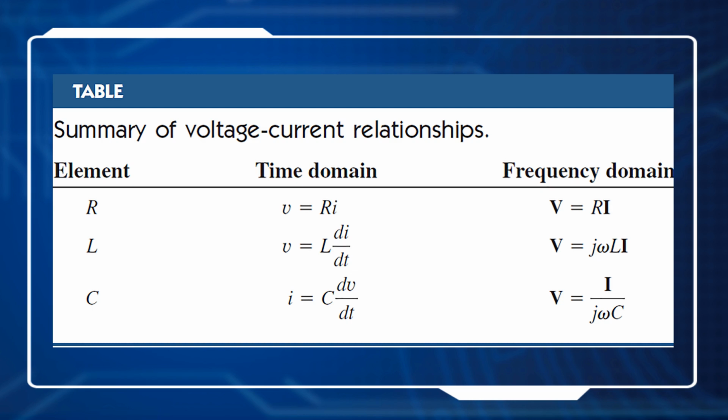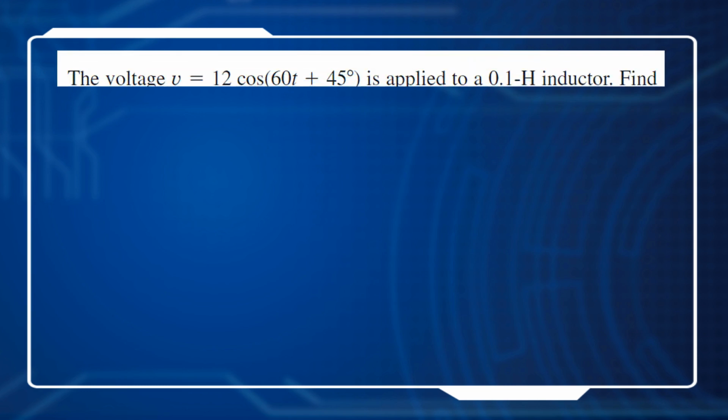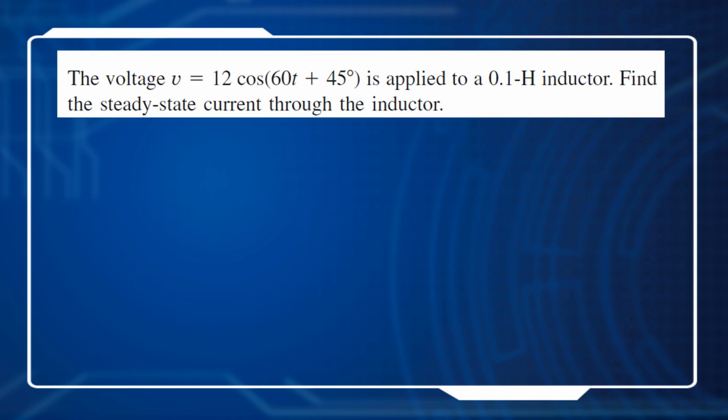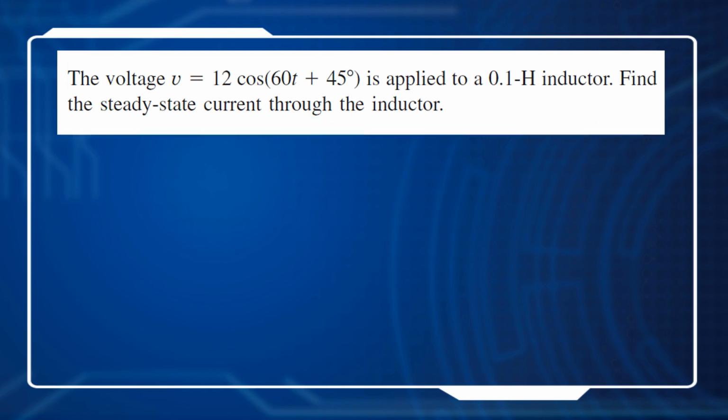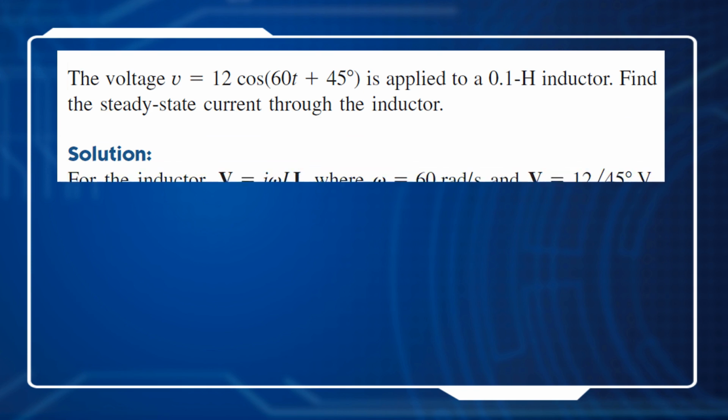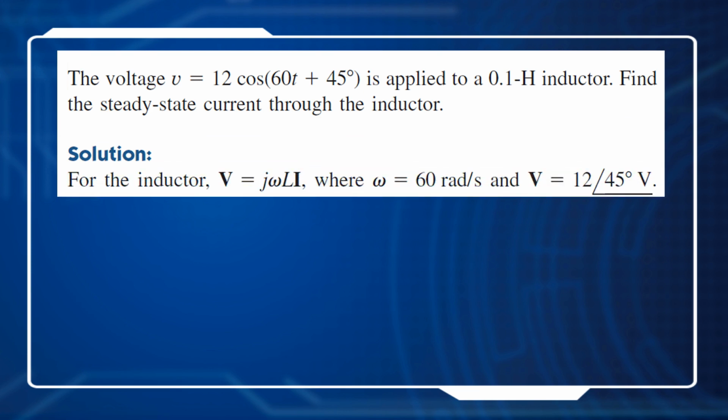Now let's look at the example. We know the voltage, and we know this voltage is applied to an inductor. We need to find the steady state current through the inductor. So we should know the relationship between V and I in phasors: V equals j omega L I.